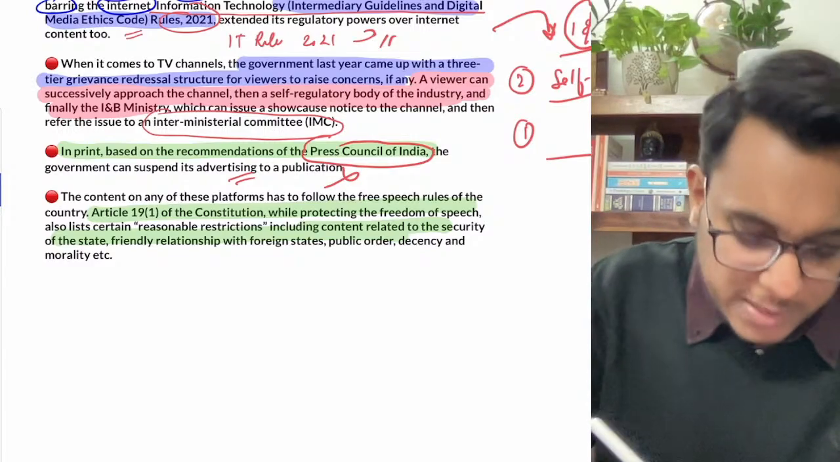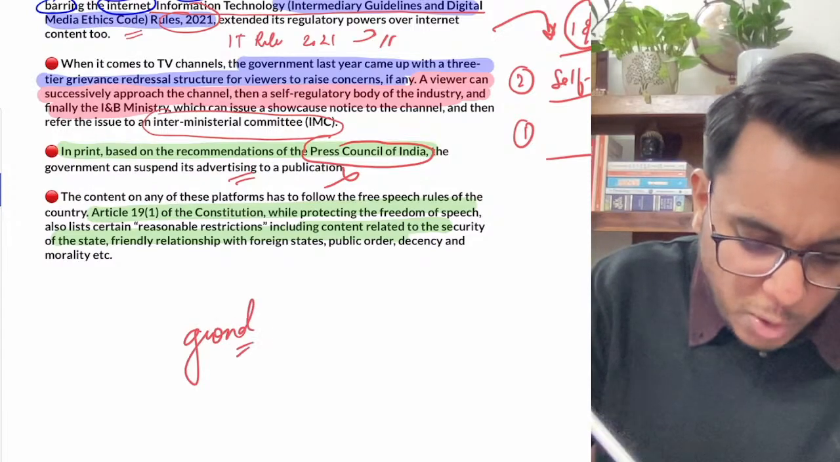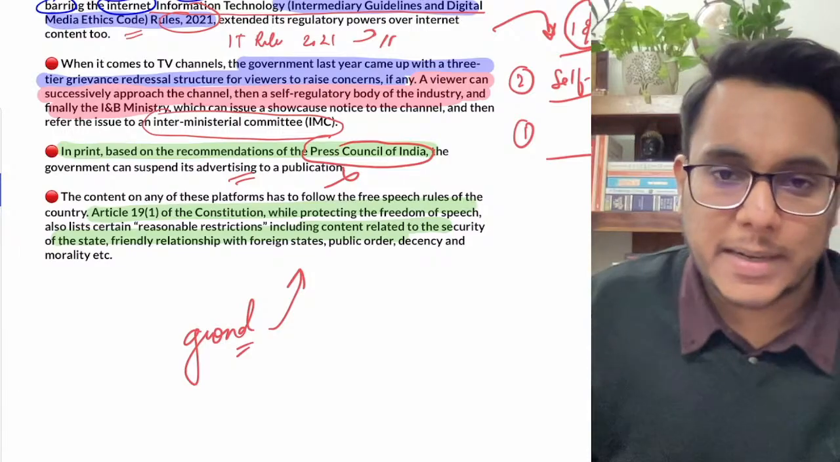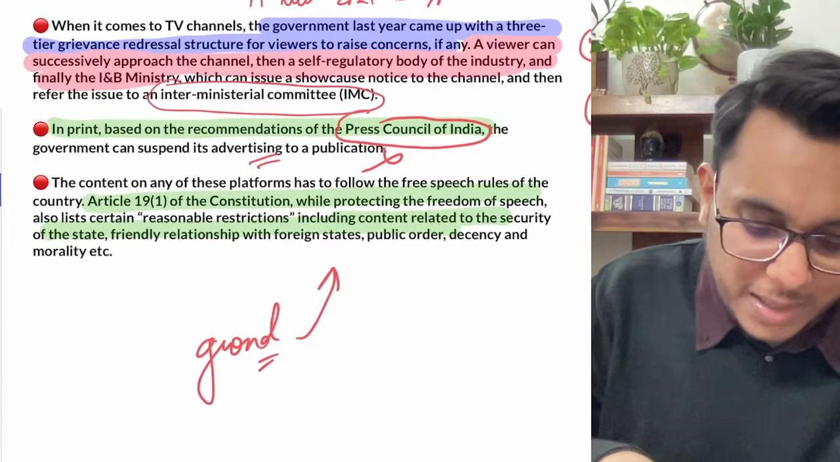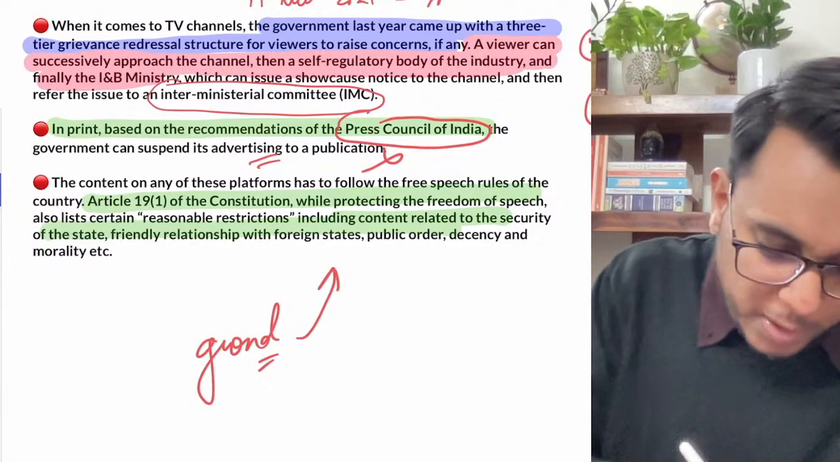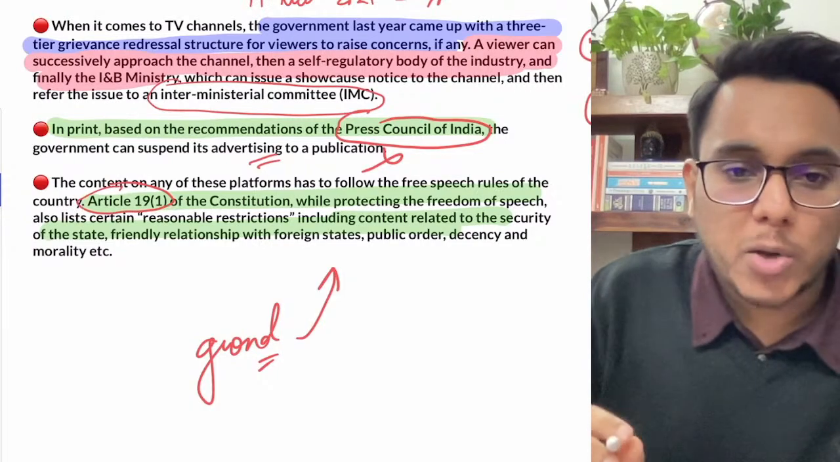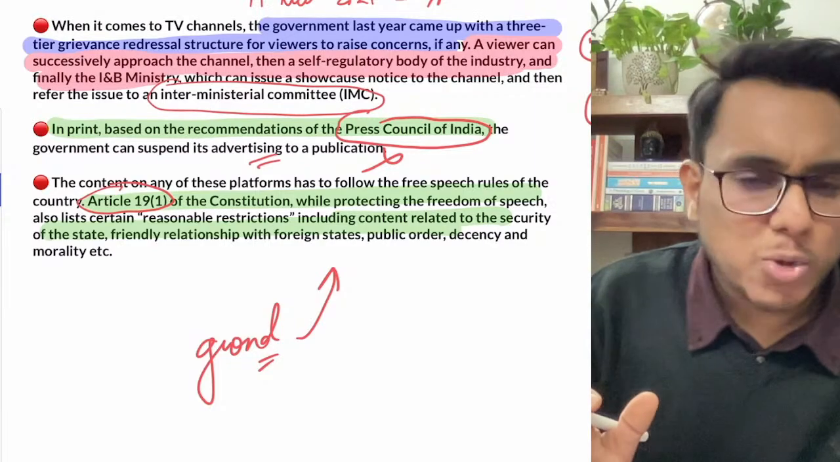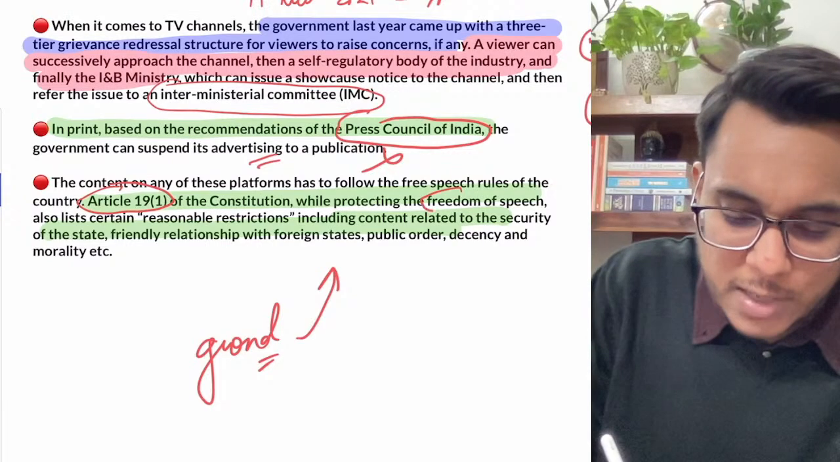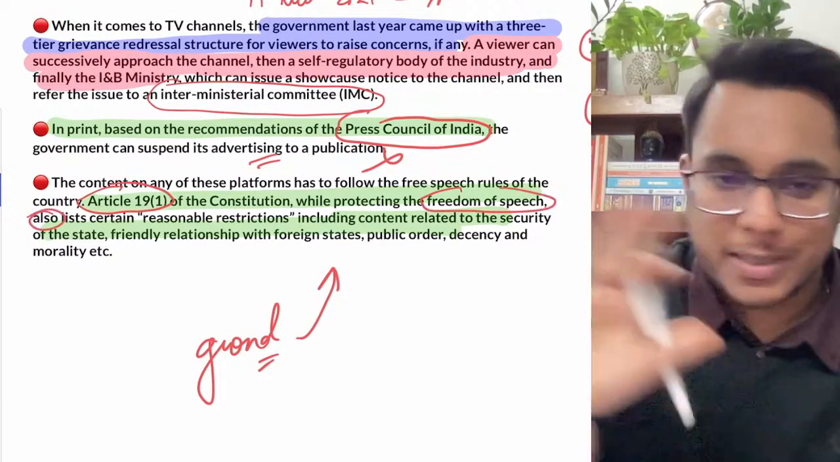Now, the next thing: what are the grounds on which the print media and the electronic media can be suspended? They can be suspended on the ground that they are not following Article 19(1) in a responsible manner. So guys, Article 19(1), first of all, talks about the protection of freedom of speech and expression. That is a good thing.